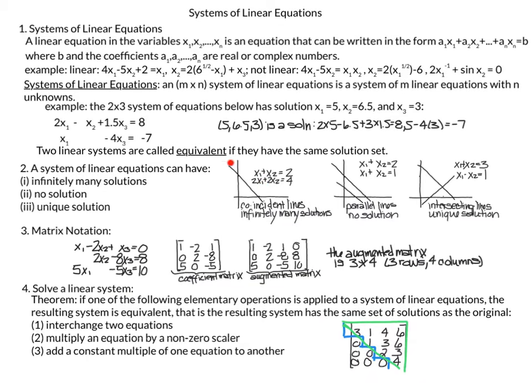So two coincidental lines will give you infinitely many solutions, right? Every point on this line is a solution both to the first equation and the second equation. So that's infinitely many. You can have no solution.